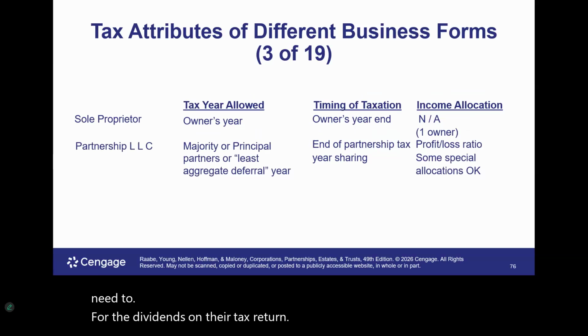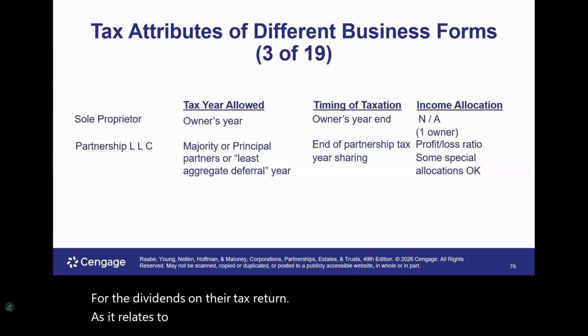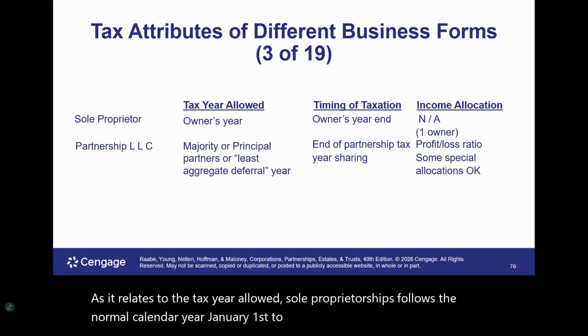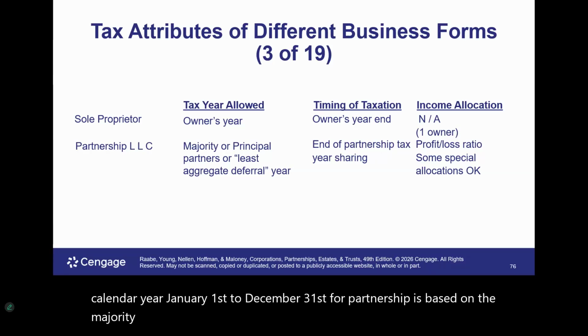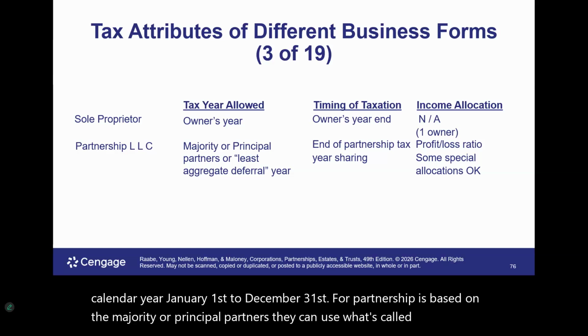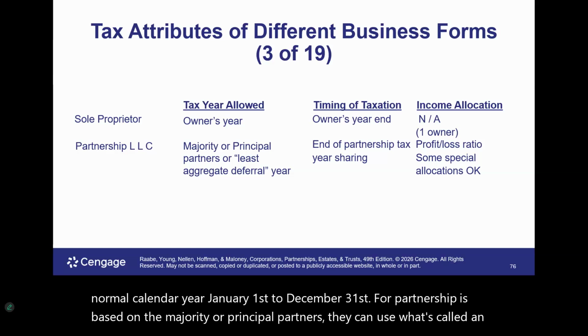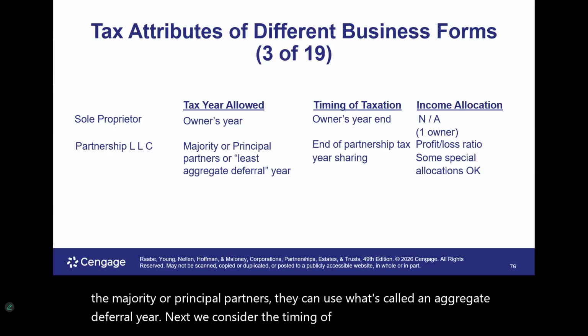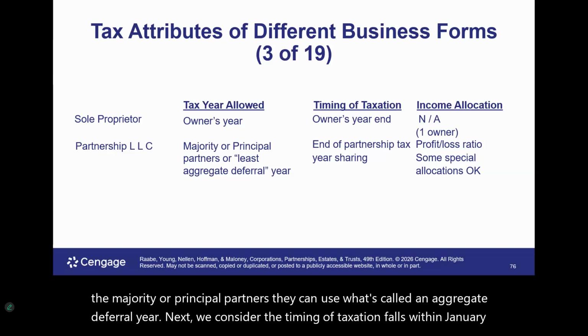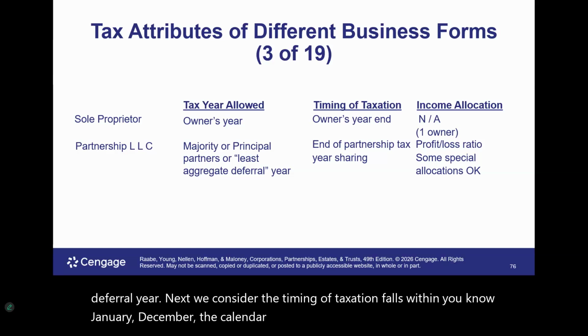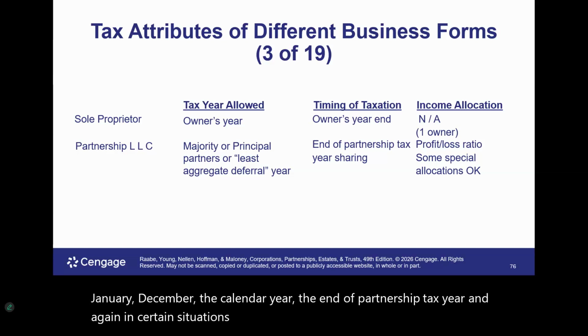As it relates to the tax year allowed, sole proprietorships follow the normal calendar year, January 1st to December 31st. For a partnership, it's based on the majority or principal partners. They can use what's called an aggregate deferral year. Next, we consider the timing of taxation. It falls within the calendar year, January to December, at the end of the partnership tax year. And again, in certain situations with the partnership, it's based on the majority or the principal partners.